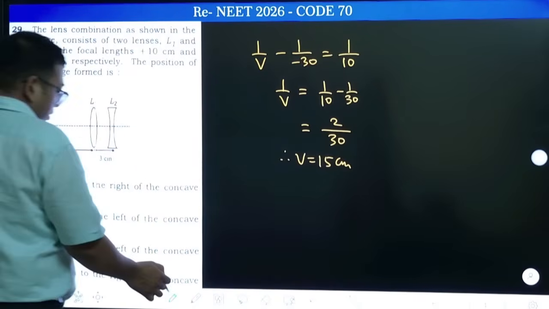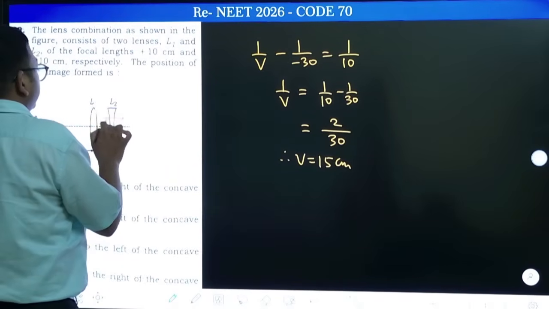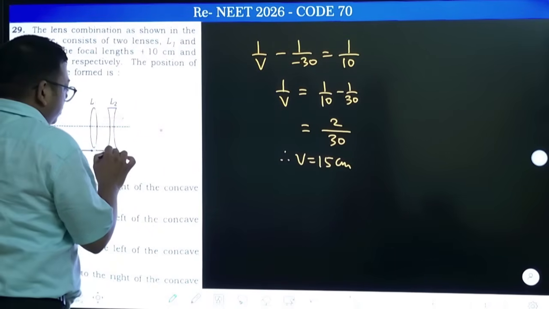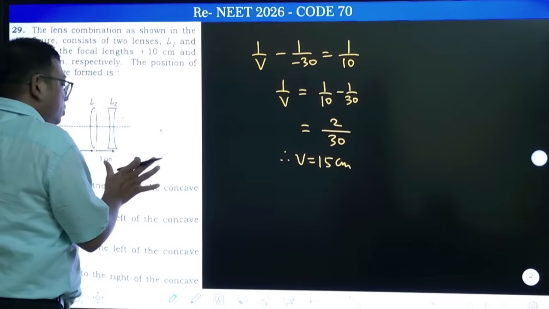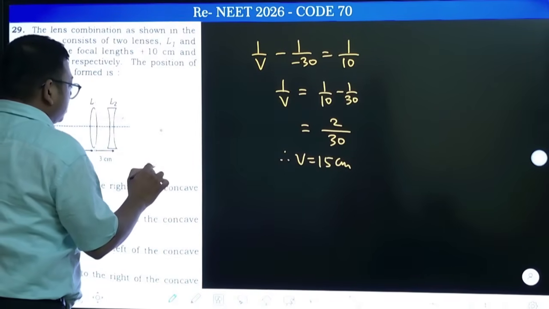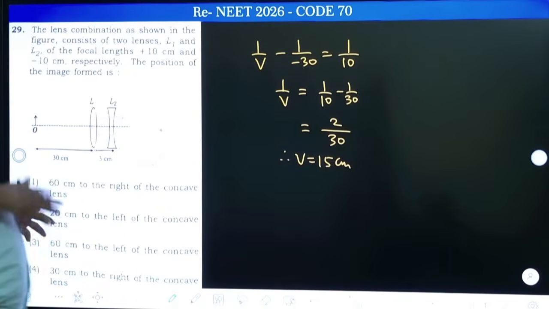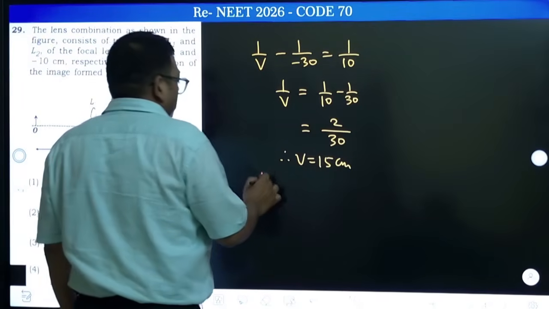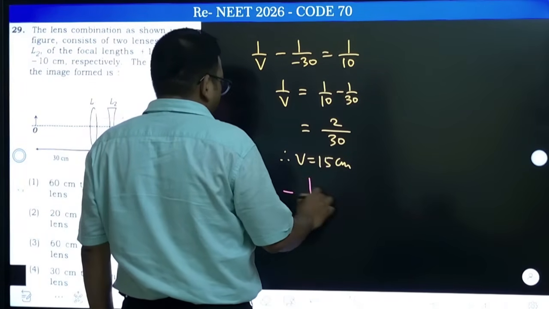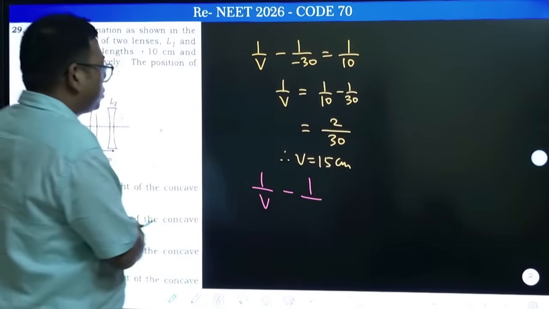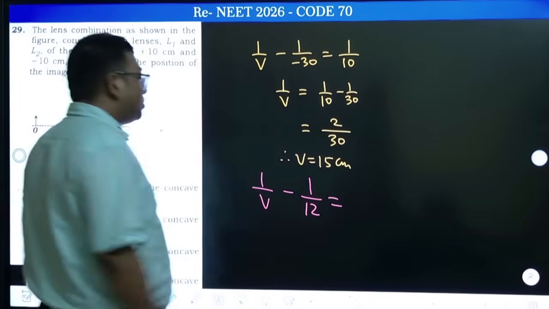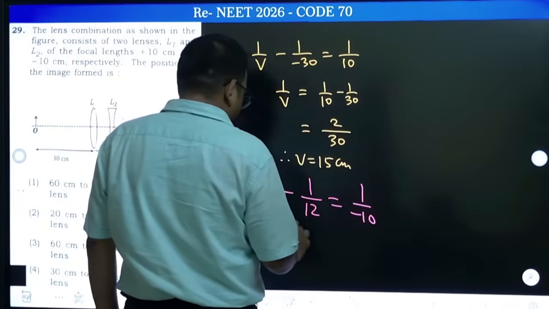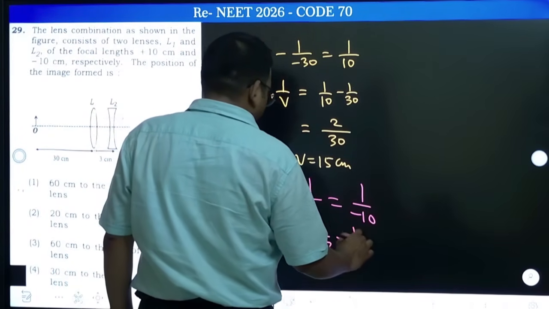But the rays will be passing like this way. So this is the image of the first, which will act as the object, but from the second lens the distance will be 15 minus 3, 12 centimeter, and that is going to act as a virtual object, right? So you have to take it as plus and then apply for the next case. 1 by v minus 1 by u is 1 by focal length. Object you have to take as positive plus 12. Focal length is minus 10.